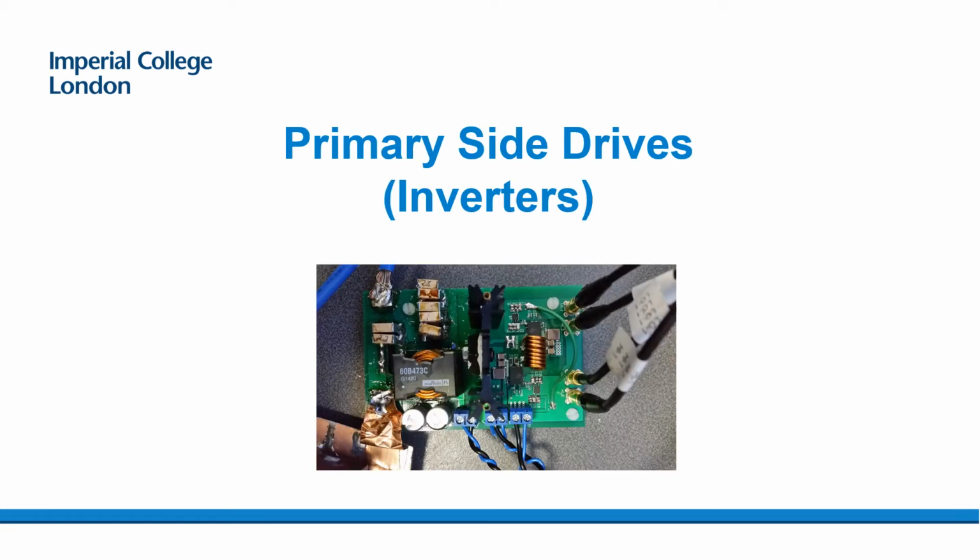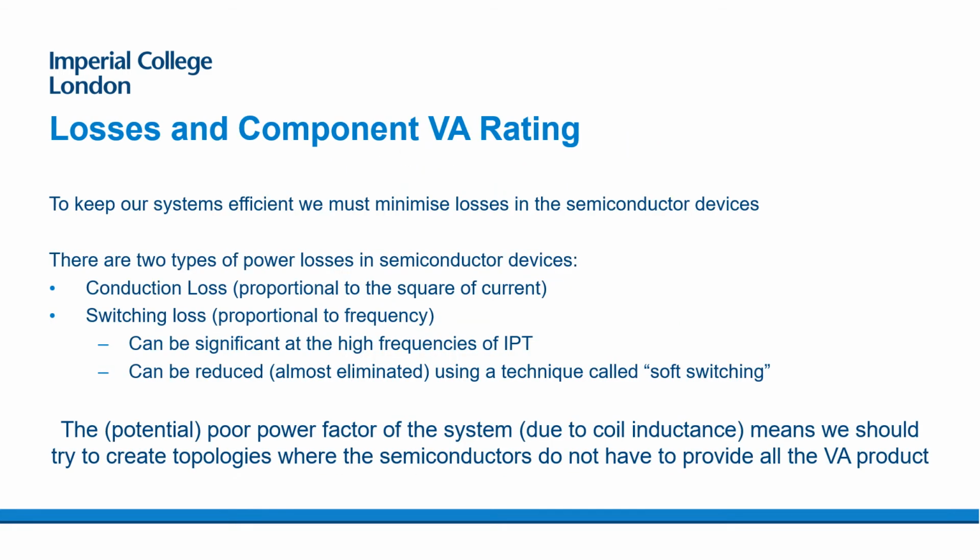Okay, let's spend a bit of time now talking about the primary side drivers for high-frequency IPT systems. And if you're a power electronics person, you will call this an inverter. The inverter needs to take typically a DC power supply and convert it into the high frequency currents that have to flow in the primary side of the system.